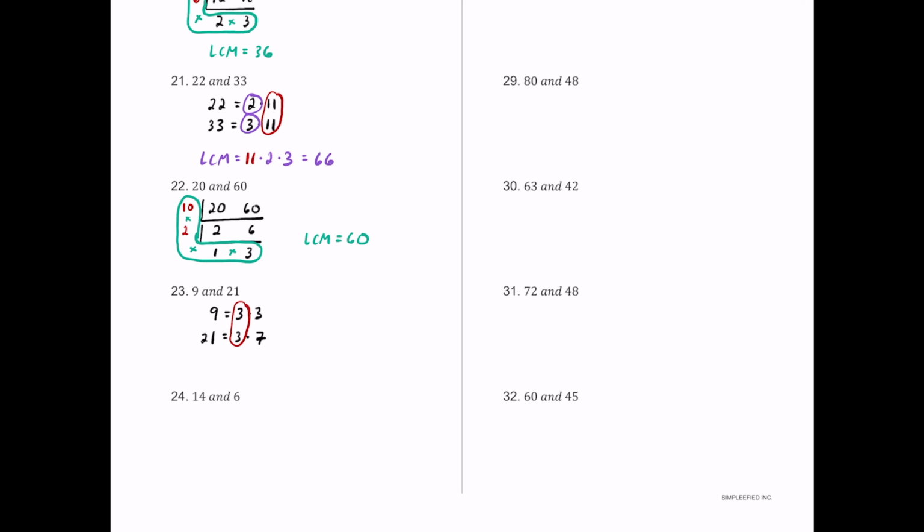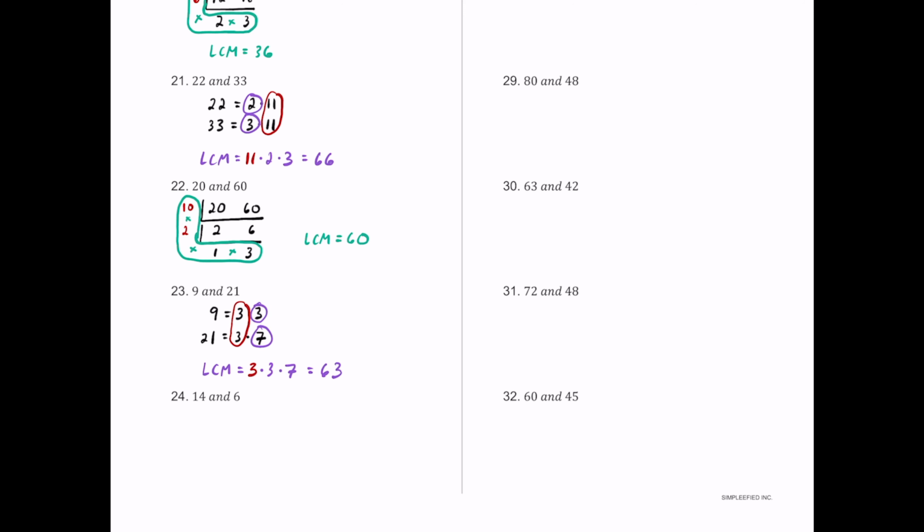So let's go ahead and start the LCM here. LCM is equal to 3 times, what are the extra numbers? So that's the GCF. And then we have these two extras. We have 3 and 7. So let's see, 3 times 3 is 9, times 7 is 63. So that would be the first time that 21 and 9 meet.